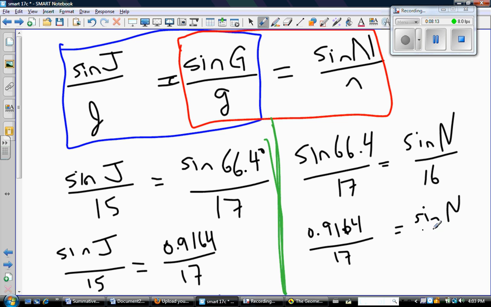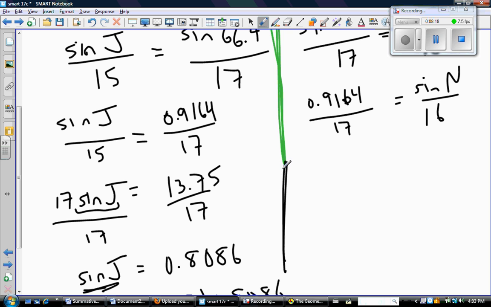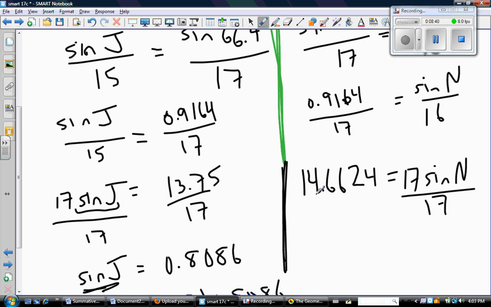And again, we're going to cross multiply. So 17 times sine n is just 17 times sine n. 16 times 0.9164 is 14.6624. Divide both sides by 17. I get 0.8625. That's the value of sine n.